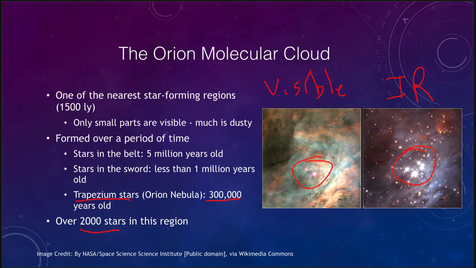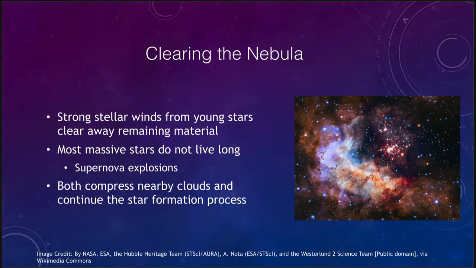So once we're forming stars, how are we going to go about clearing that nebula out? Well, we use the stellar winds of material. As these young stars form, they give us a very strong stellar wind, which pushes material away. And that will clear away some of the major material.